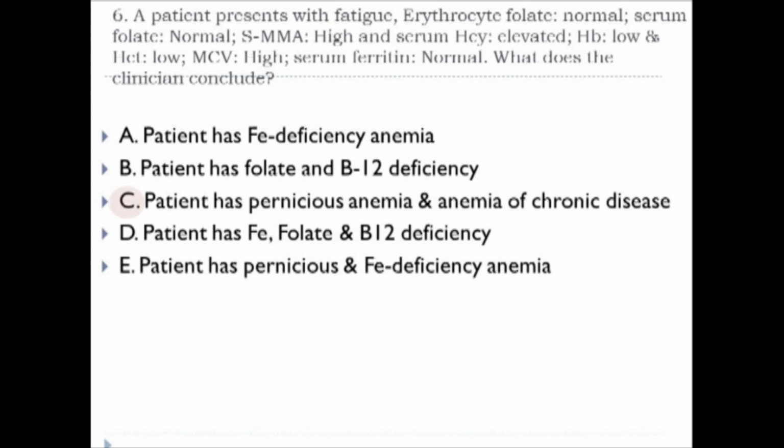The correct answer is C. Patient has pernicious anemia and anemia of chronic disease. All right, first, what is the evidence for pernicious anemia? Pernicious anemia is an anemia arising from a B12 deficiency. So serum methylmalonic acid is elevated and serum homocysteine is elevated.